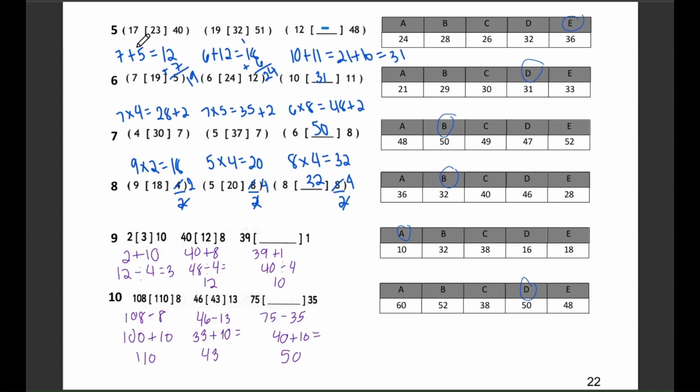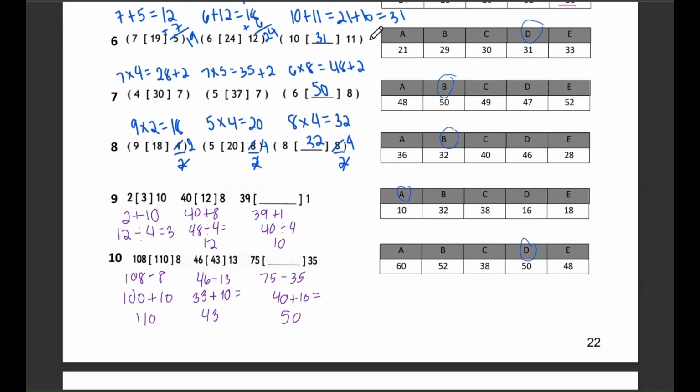Moving on to question 5. We have 17, 23, 40, then 19, 32, 51, and finally 12, blank, 48. The answer choices are A, 24, B, 28, C, 32, D, 36, and E, 36. The correct answer is E, 36. This time we are adding. 17 plus 23 is 40, and 19 plus 32 is 51. So we need a number that adds to 12 to make 48, which is 36.